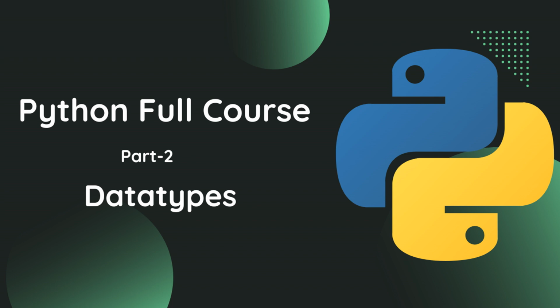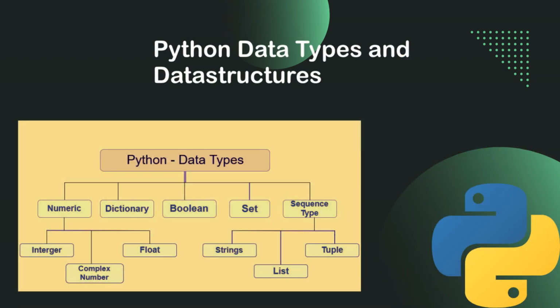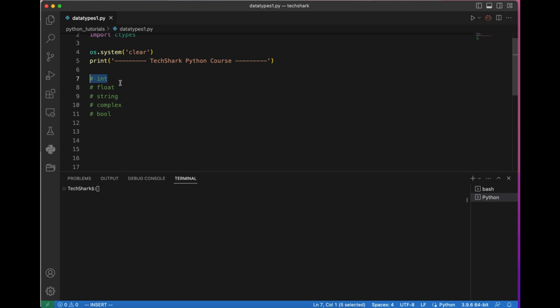In this part, we will be covering some basic data types like integer, complex number, float, and boolean. And in subsequent parts, we will focus on other data types like string, list, tuples, dictionary, and sets. So let's get started. In Python, we have some basic data types like integer, which can store positive, negative integer values.